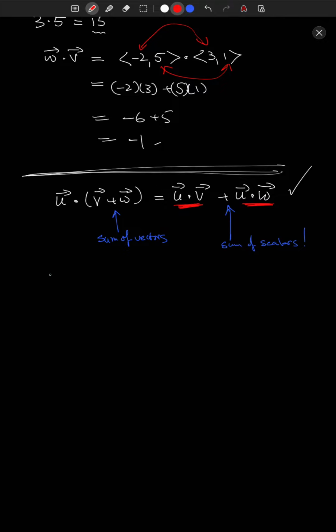Okay, of course, the same thing is true on the other side. If I do it like this, (u plus v) dot w is certainly equal to u dot w plus v dot w as well. All right, and that's because as we said, the order doesn't matter for the dot product.